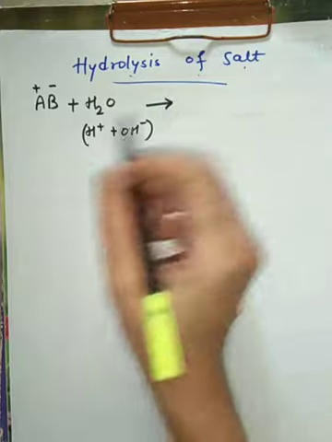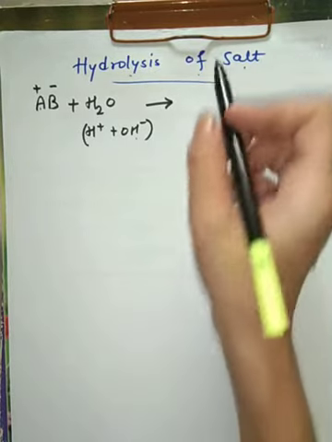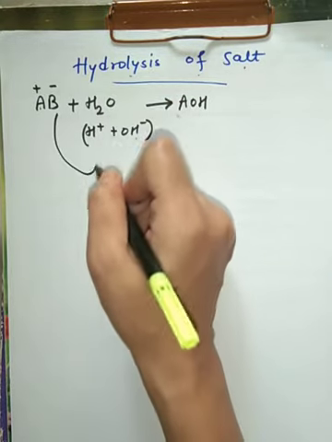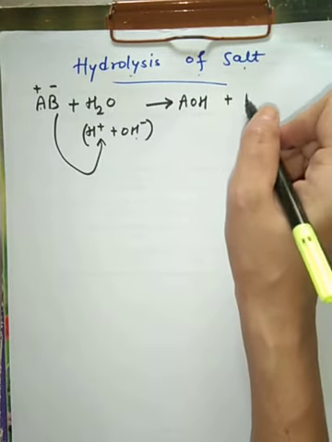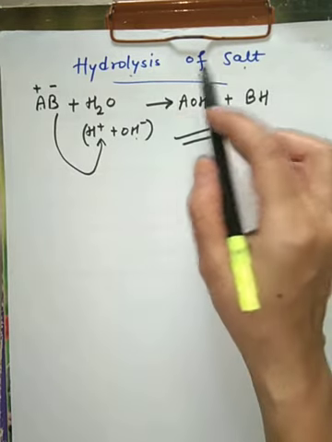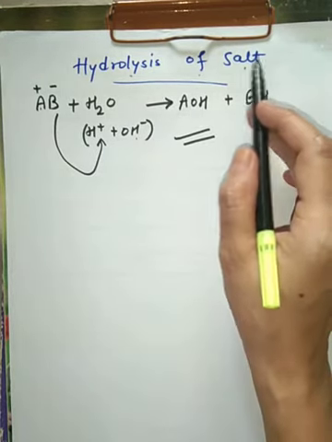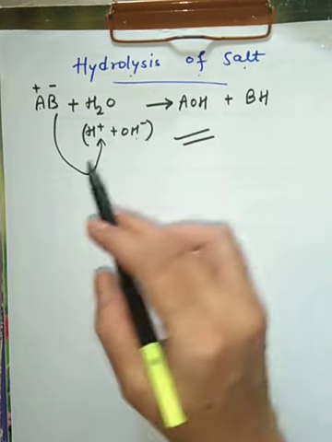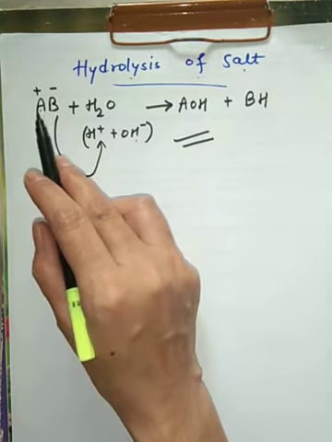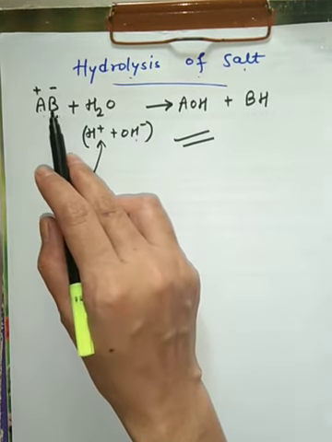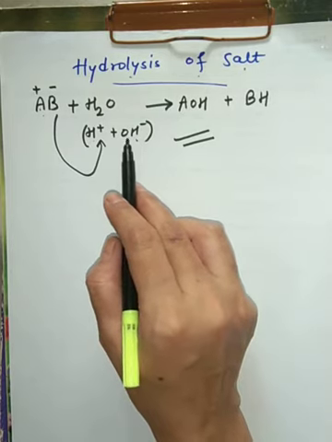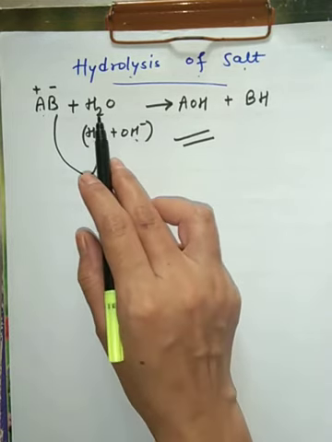So it's very logical that A plus will combine with OH minus to form AOH, and B minus will go to H plus from water to give you BH. This particular reaction is called hydrolysis of salt. So we can define hydrolysis as a process in which cation or anion or sometimes both the ions of the salt react with ions of water. H plus and OH minus are called ions of water.